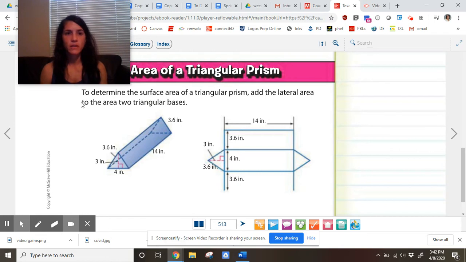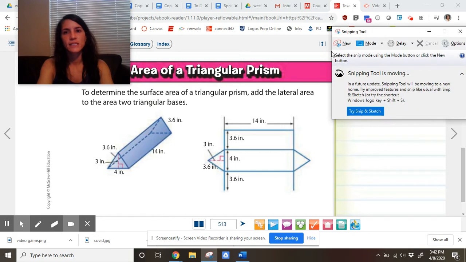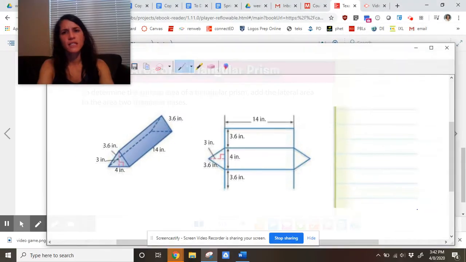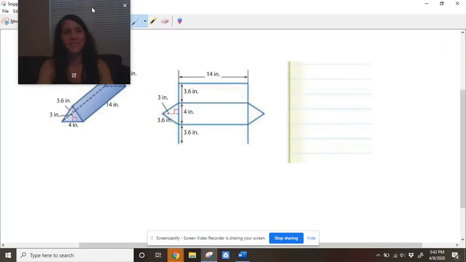Okay, for some reason, oh yeah, I can't draw on this. I'm going to take a picture of it. It's like, this is not working. I'm silly.